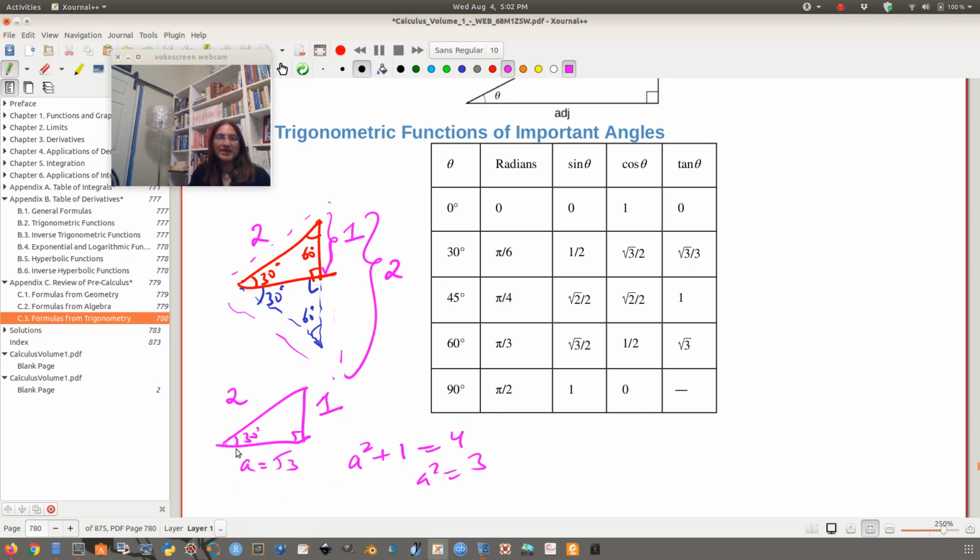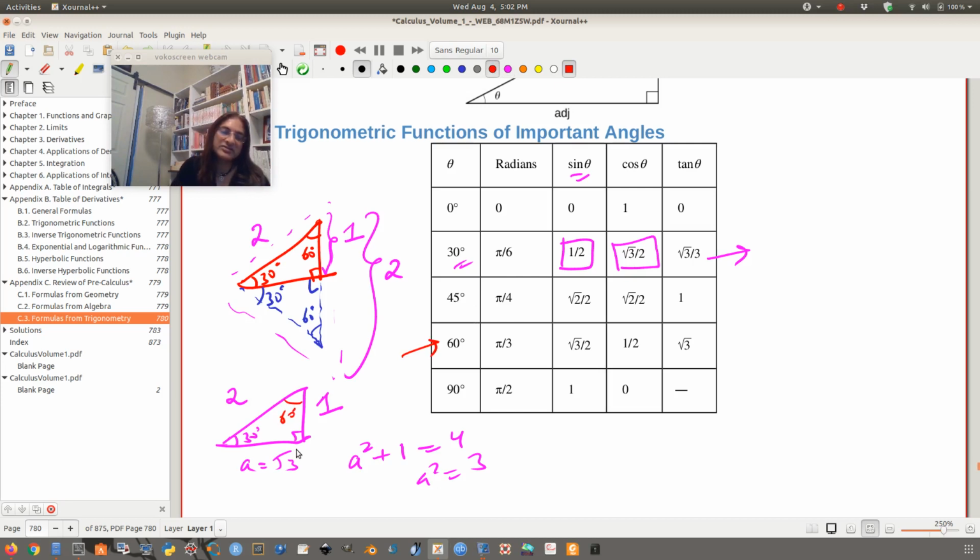So once we have that, we can find sine of 30, which is opposite over hypotenuse, 1 over 2. So sine of 30 is 1 over 2. What is the cosine? Square root 3 over 2. And tangent, 1 over square root 3, which is also square root 3 over 3.